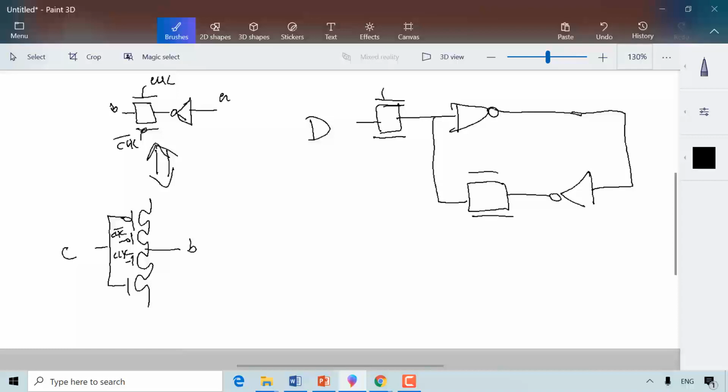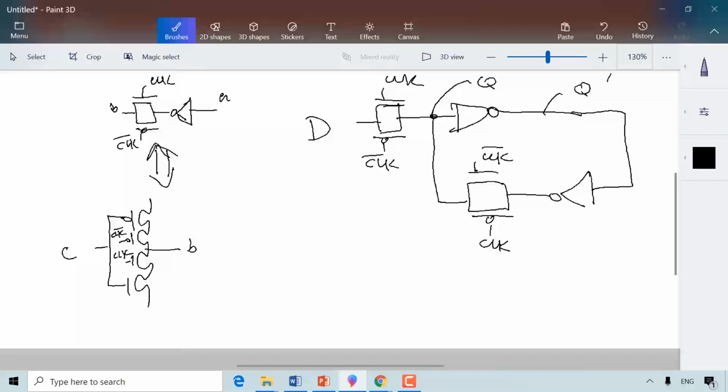Okay, so this transmission gate is activated by clock. This is a PMOS clock prime. This is an NMOS clock prime. This is a PMOS clock. Okay, and then we say this is my Q, and this is my Q prime.